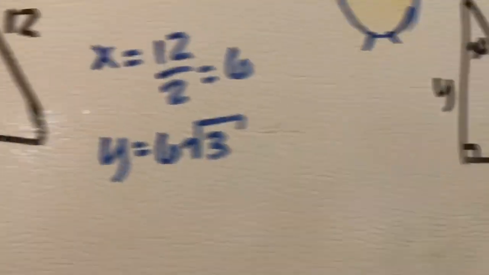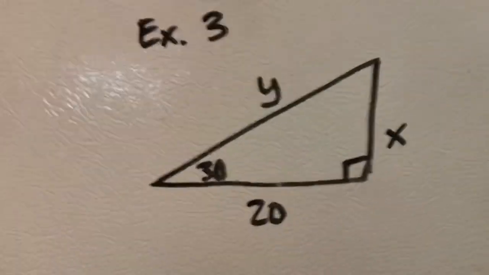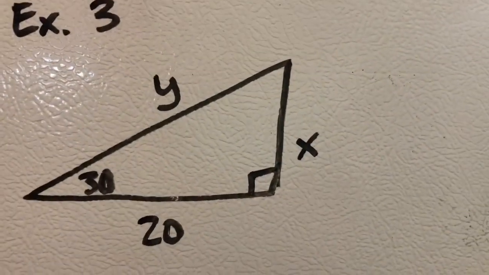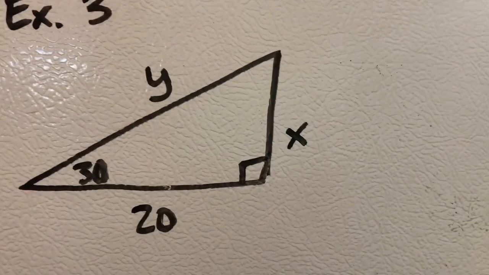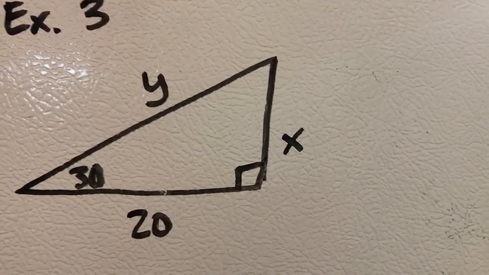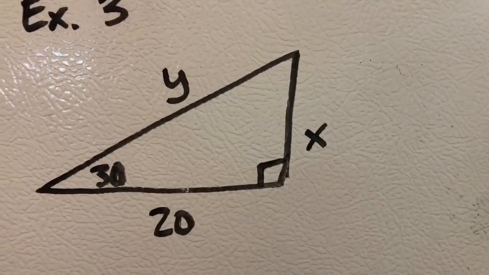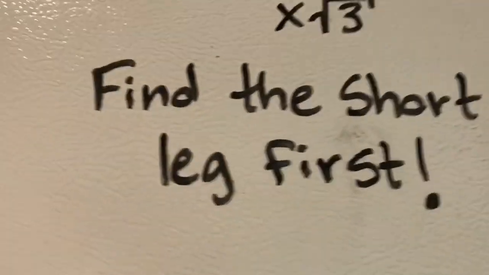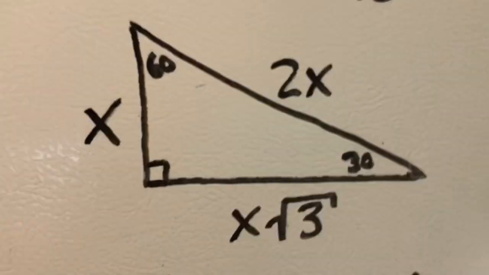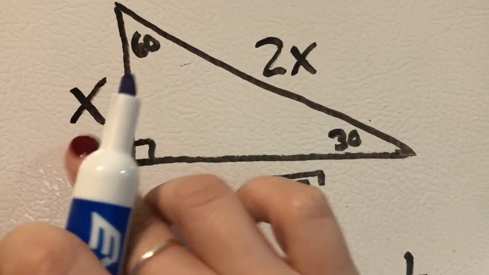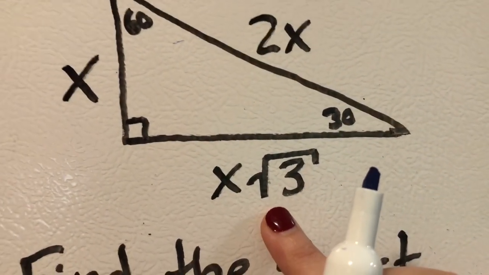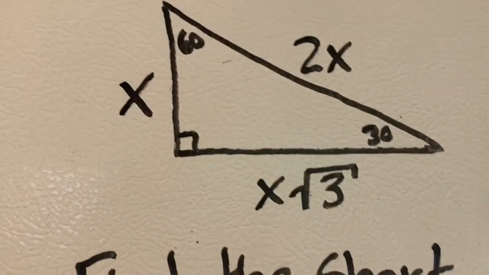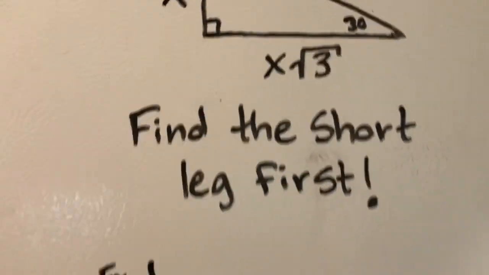Okay. For example 3, now we have the situation where we have the long leg. And this is probably the trickiest one just because it involves dividing by a radical. But again, we're going to find the short leg first using our pattern. Since I go from short leg to long leg by multiplying by radical 3, that means that long leg to short leg would be dividing by radical 3.